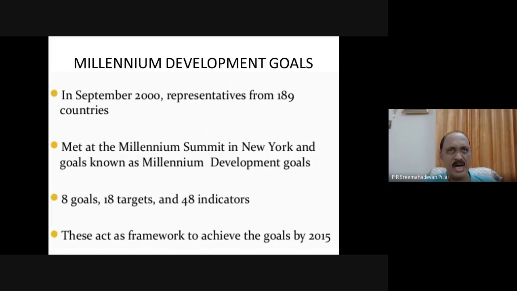These are goals which are targeted to be achieved. Millennium Development Goals have been for a period from 2000 to 2015. It's over, that period is over. Now, Sustainable Development Goals are for a period between 2015 to 2030. That means they are 15 years goals which have to be achieved by the society decided by the United Nations.